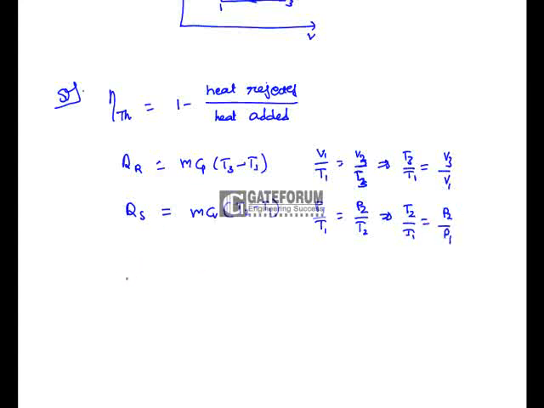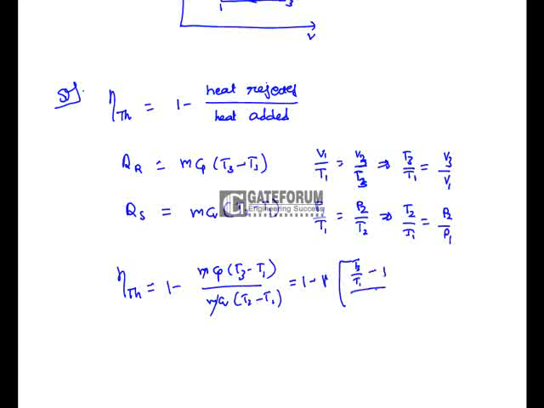So now take the thermal efficiency formula. Here, 1 minus m cp (T3 minus T1) by m cv (T2 minus T1). So here m gets cancelled, and cp by cv is nothing but gamma, the adiabatic index, that is 1 minus gamma into (T3 minus T1) by (T2 minus T1). Now take T1 as common, and here it is (T3 by T1 minus 1) by (T2 by T1 minus 1).